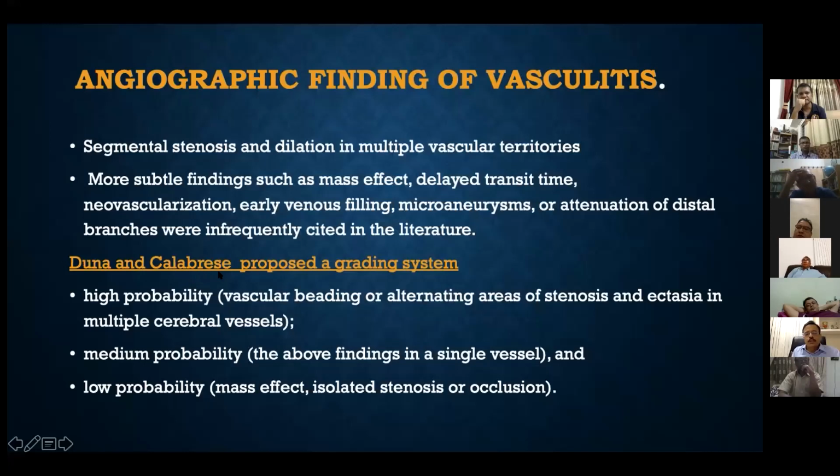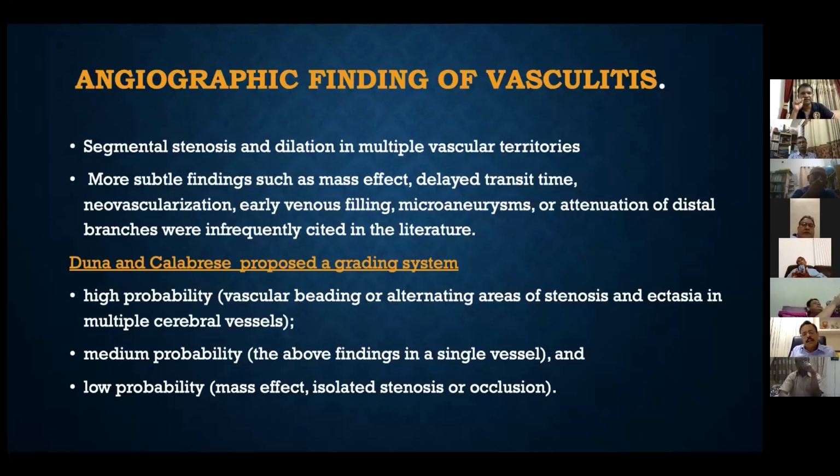Now, there's a grading system which has been proposed. So whenever you see vascular beading or alternate areas of stenosis and ectasia in multiple vessels, it is high probability. When you see such findings only in single vessels, medium probability. But when you see only mass effect or one isolated stenosis, then it's a low probability. And why this is important is because vasculitis-like findings can occur in other diseases as well.